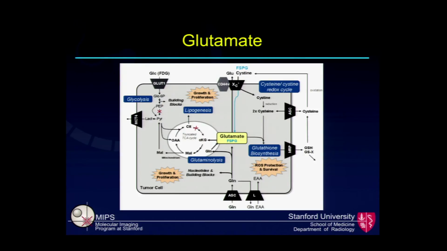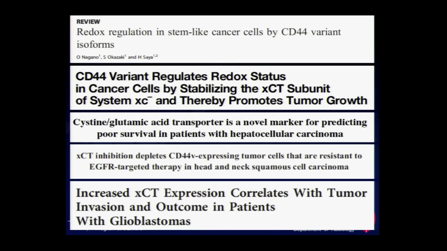growing as well. You're never able to block everything, but you preferentially block it in the cancer cells over the normal cells because they have much more glutamate than normal cells do.